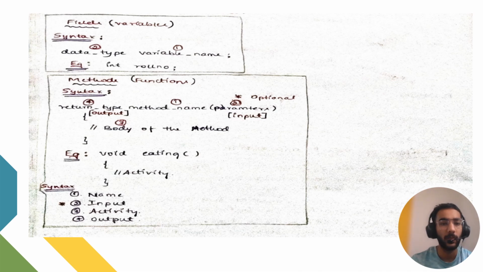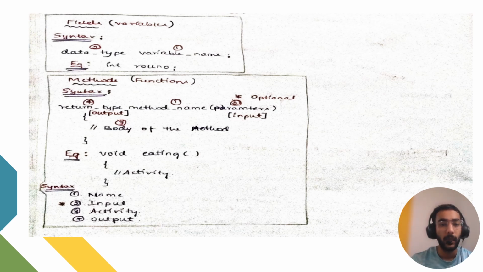The field syntax is that there will be a variable name first. I have numbered which one comes first: variable name and data type. For example, I have given roll number, and the data type of roll number, which is a digit number, is int. Now let's go further to methods, also called functions.